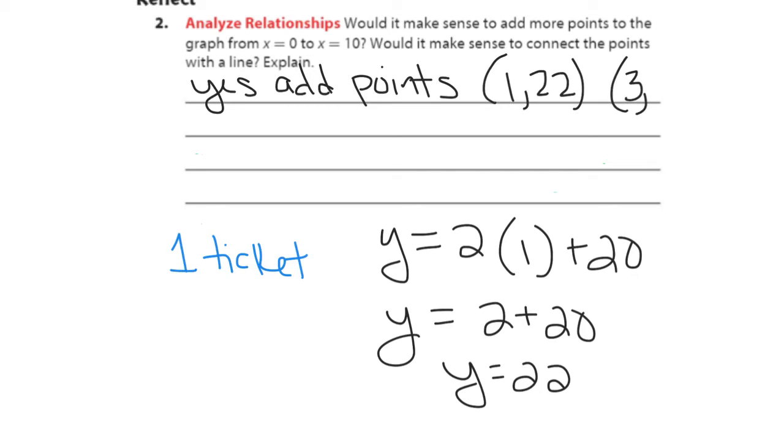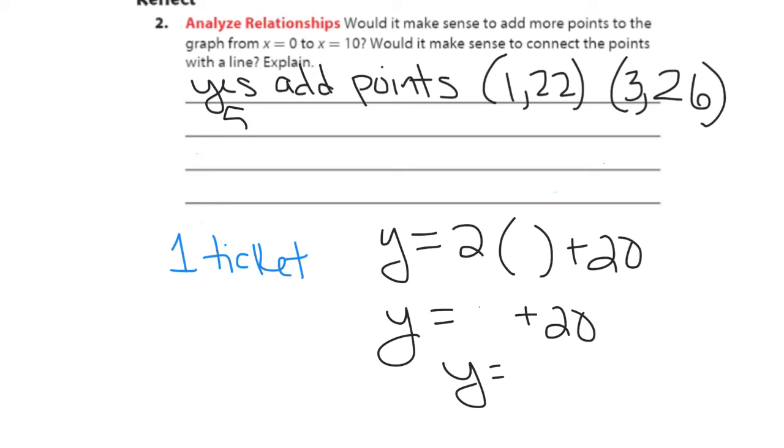3 tickets. So 2 times 3, put a 3 in there this time. Oh, it's processing. Oh my goodness. So 2 times 3 tickets is 6. 6 plus 20 would be 26.